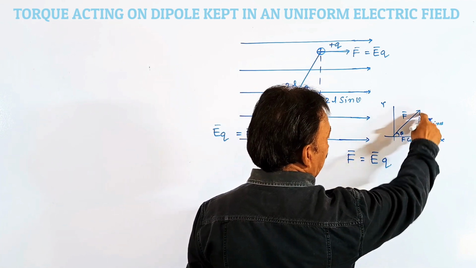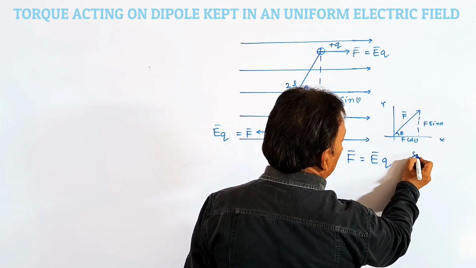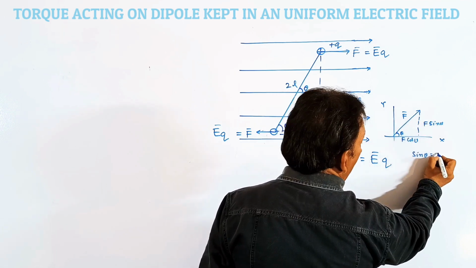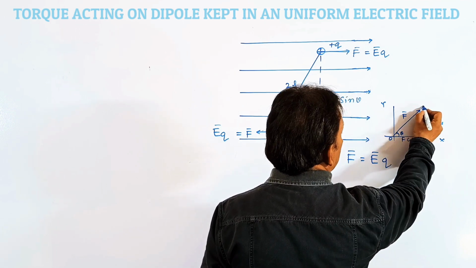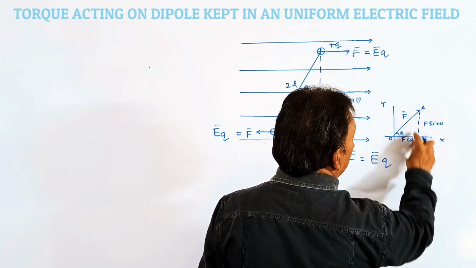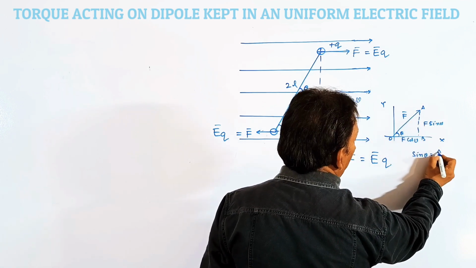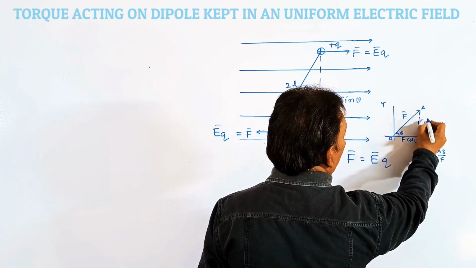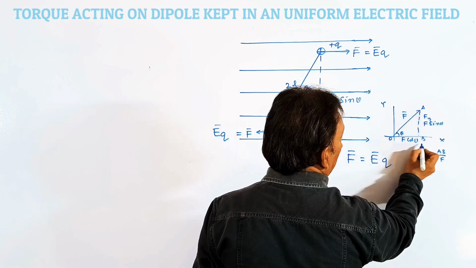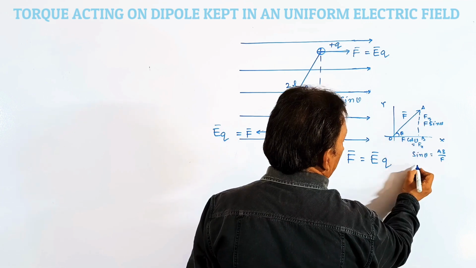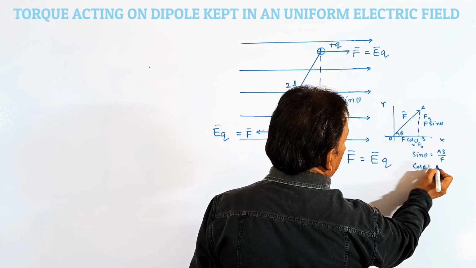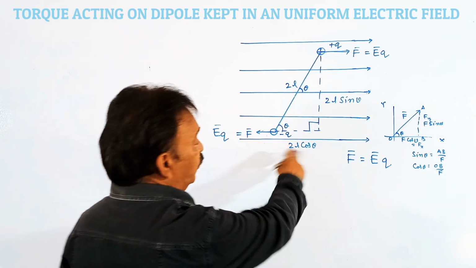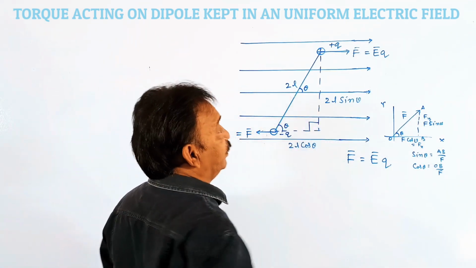Because we constructed a triangle, and you know that sine theta is equal to what? Say it is O, A and B. Sine theta is equal to AB by F. Here AB is the component of force. We call it Fy, and here it is Fx. In the same way, cos theta is equal to OB by F.